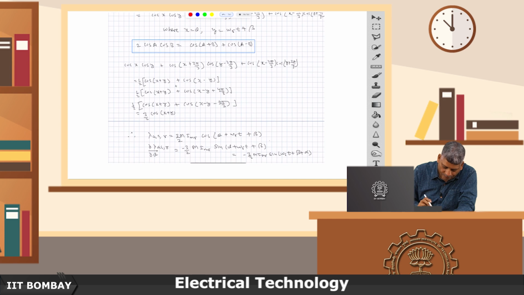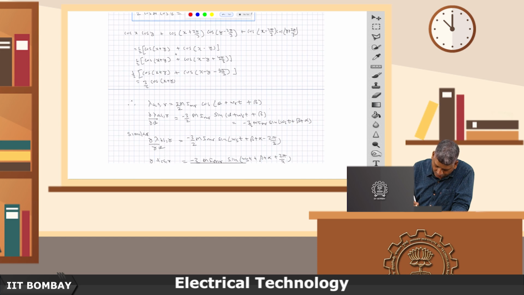Therefore, this whole summation is going to be equal to 3 by 2 of this, and now substitute x as theta, and y as omega r t plus beta.